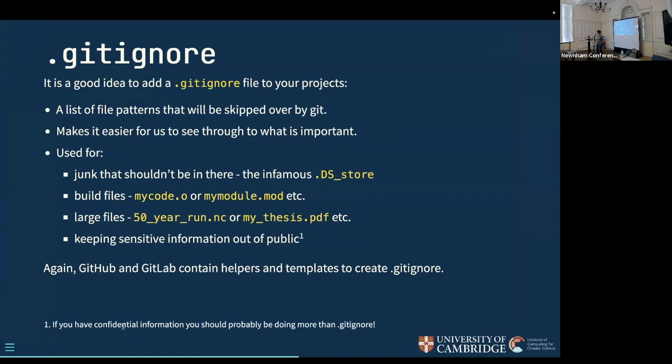And one final note: if you've got confidential information in your repository somewhere, please don't handle this using a .gitignore. You should be doing something more sensible with this, not just relying on a .gitignore file.